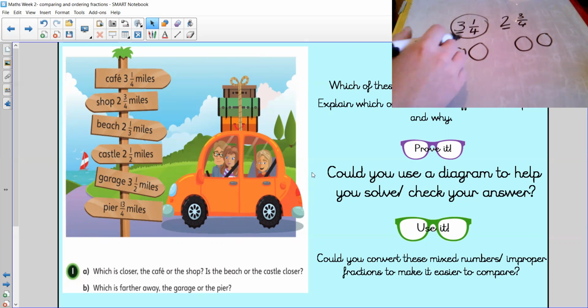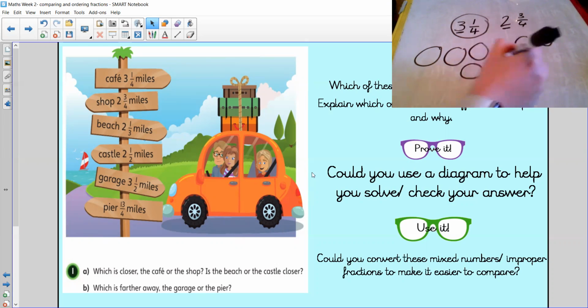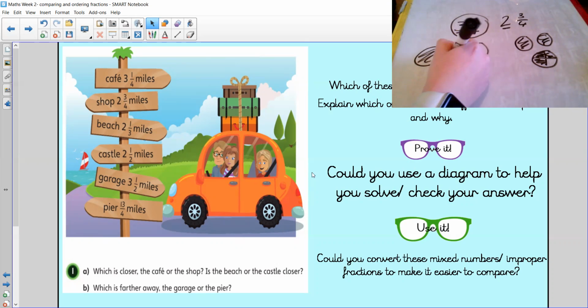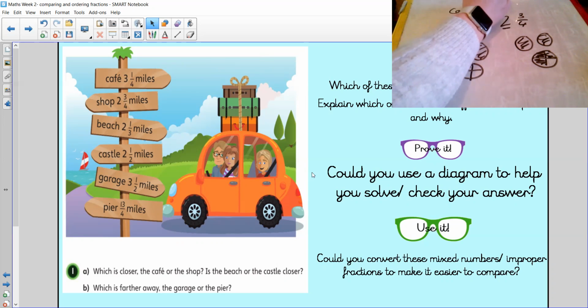So it doesn't matter what I'm putting it into, even though these are both quarters. So this is nice and easy for me to even draw because they both have the same denominator. So I've got 1 whole, 2 wholes and 1/4. I've got 1, 2, 3 wholes, sorry, and then 1/4. You can see quite easily that this one is the larger mixed number. So this one is the furthest distance away. So the answer to the first one is the cafe. Okay, wonderful.